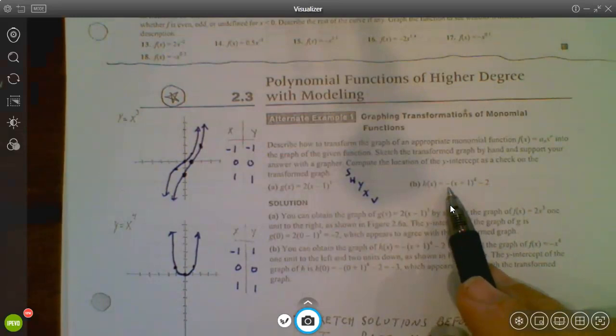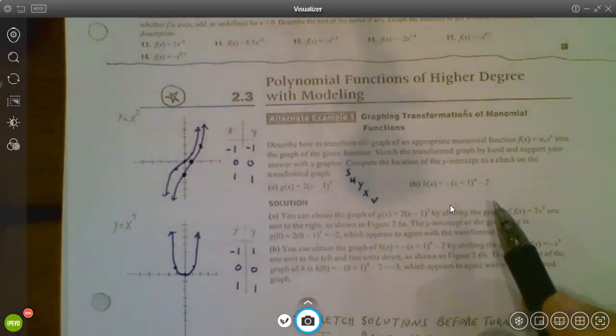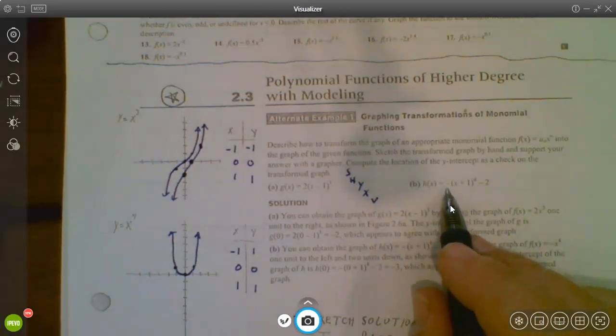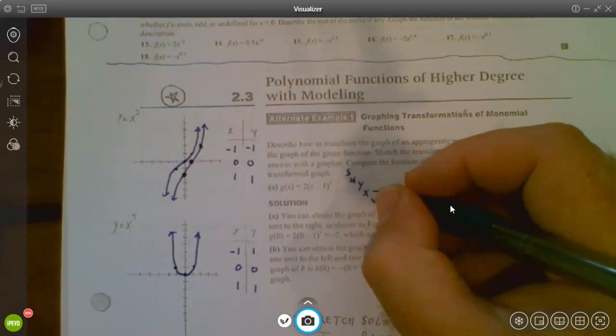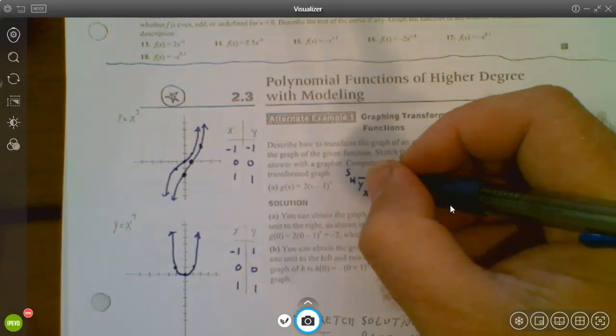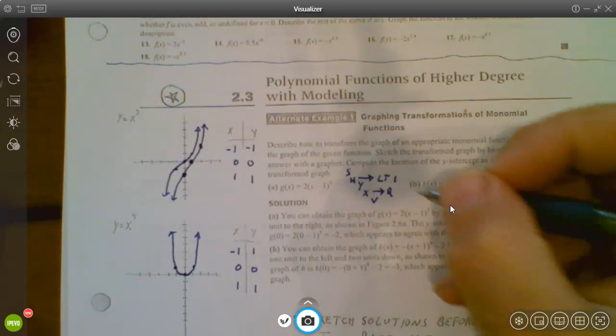So we have a reflection. It's not attached to x because it's outside of the parentheses, which means it's going to reflect up and down across the x-axis. We are going to shift left 1 and down 2. If we put all those in, reflect across the x-axis is this guy. So here's our reflection. We're going to go left 1. That's the horizontal. So left 1.